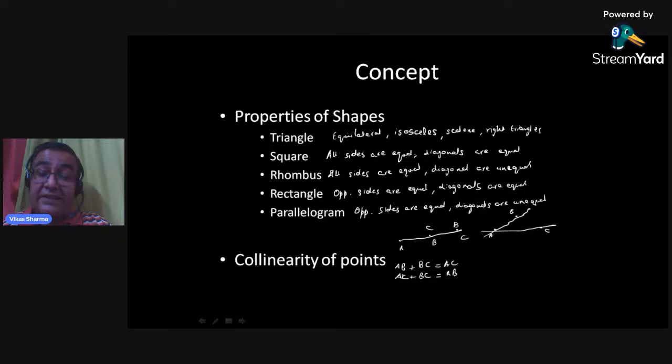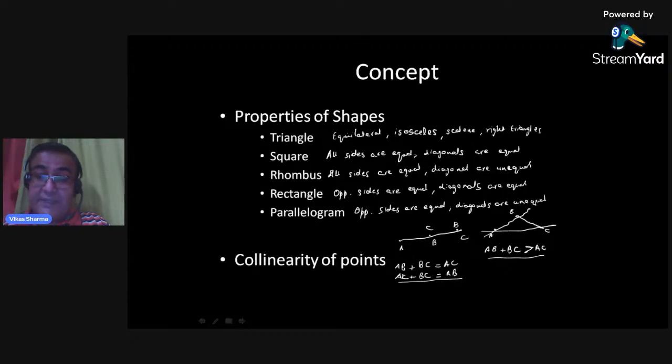But in case they are not collinear, then if we look at this, it forms a triangle. So here AB plus BC will always be greater than AC. So if they are equal, then the points are collinear. If they are not equal, or if they're greater or less than, then the points will not be collinear. So that is the case.